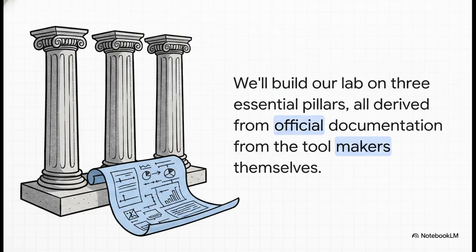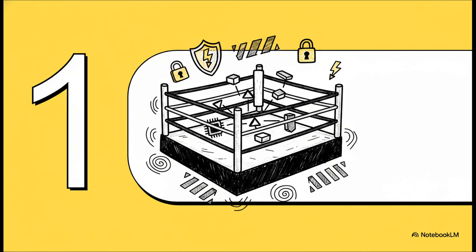Our lab is going to stand on 3 core pillars, and every single one is pulled directly from the official documentation of the tools the professionals use. So let's start with the foundation. First up, pillar number 1, the arena. This is the digital ring where all the action is going to happen, and it's designed from the ground up to keep all of our little experiments safely contained.